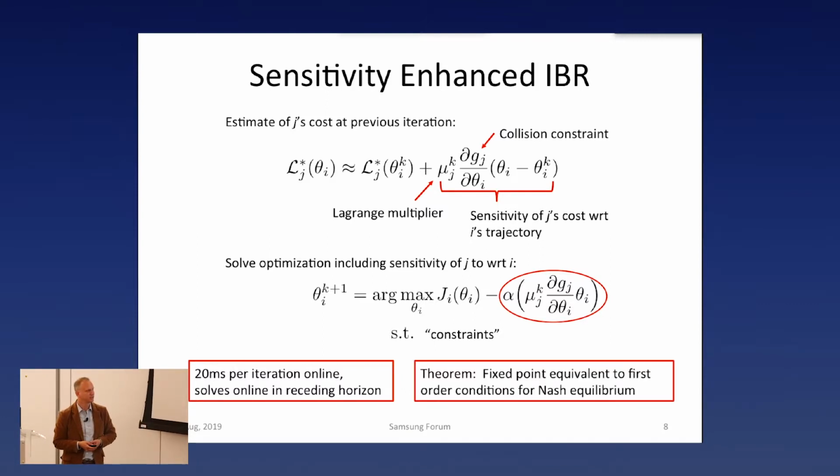Then the other question is, okay, you've just changed your objective function. What can you say about this?